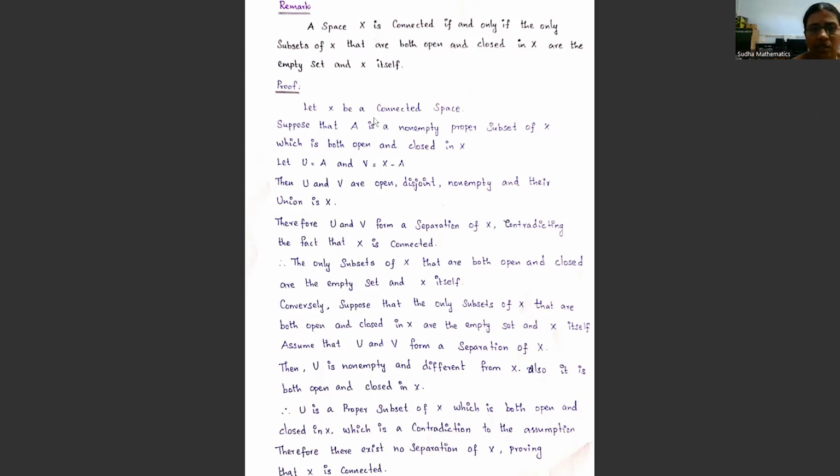Conversely, suppose that the only subsets of X that are both open and closed in X are the empty set and X itself. To prove X is connected, I have to show that there exists no separation of X. Again, assume the contrary. That is, suppose that U and V form a separation of X. Then U is non-empty and it is different from X. Also, it is both open and closed in X because U can be written as the complement of V. So U becomes both open and closed. Therefore, U is now a proper subset of X which is both open and closed in X. This is a contradiction to our assumption. Therefore, what we have assumed is wrong. That is, there exists no separation of X, proving that X is a connected space.